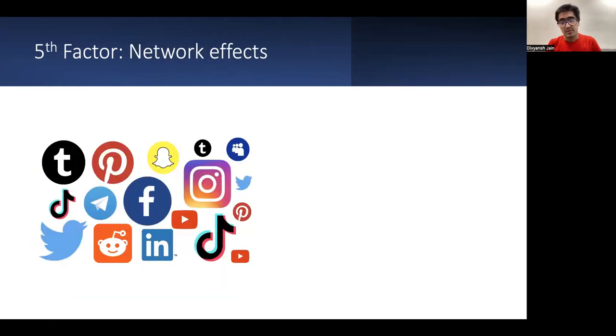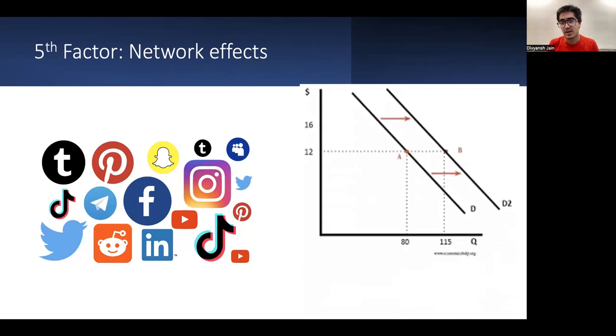As we know, there are various popular social media platforms like Instagram, Facebook, Snapchat. And due to these, a valuable product becomes very popular and there are more consumers who are willing to buy the same valuable product. So the demand curve will shift to the right for this particular product.